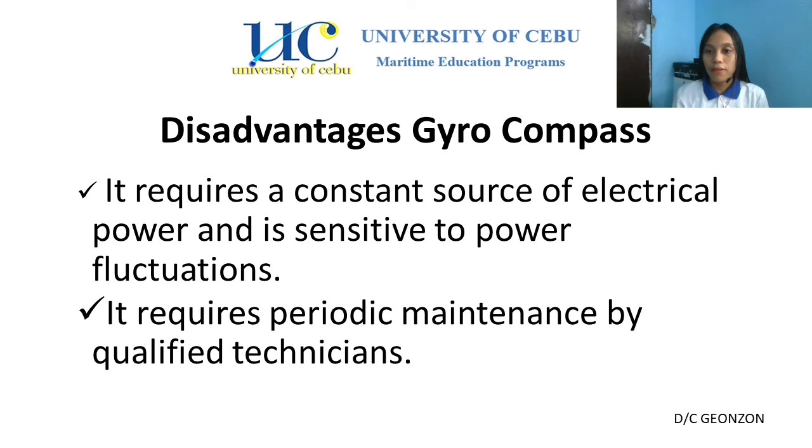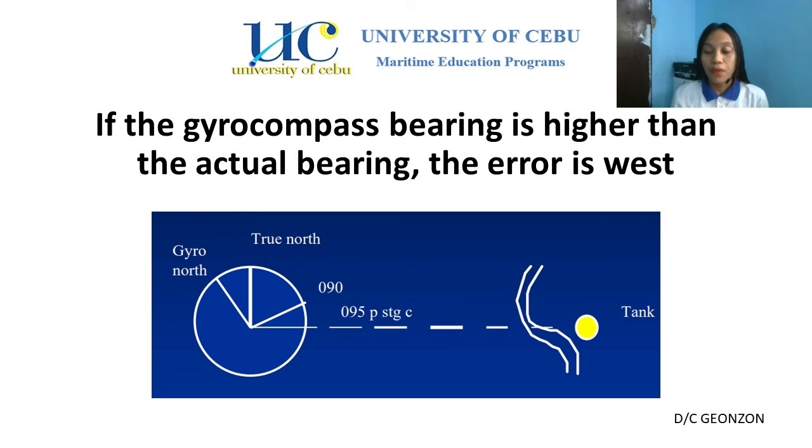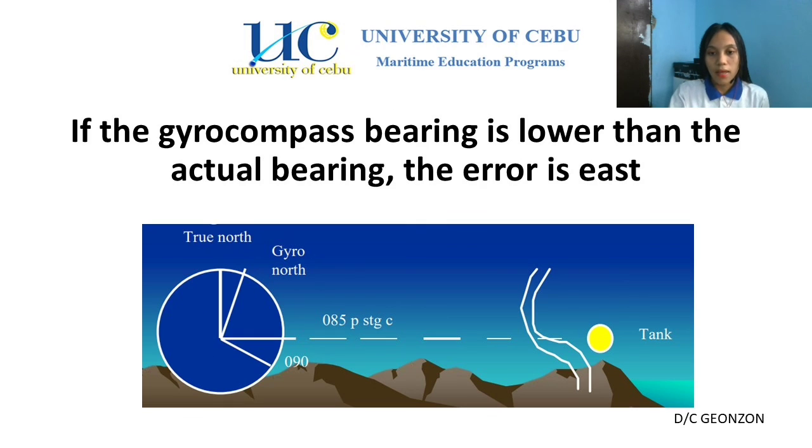Next we have the disadvantages of the gyro compass. First, it requires a constant source of electrical power and is sensitive to power fluctuations. And last, it requires periodic maintenance by qualified technicians. If the gyro compass bearing is higher than the actual bearing, the error is west. If the gyro compass bearing is lower than the actual bearing, then the error is east.